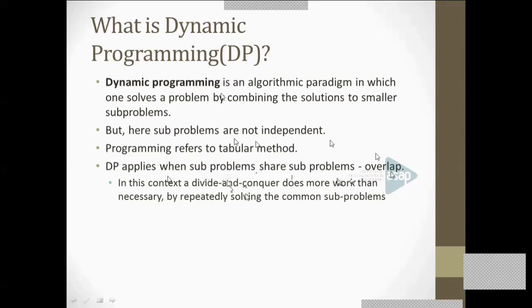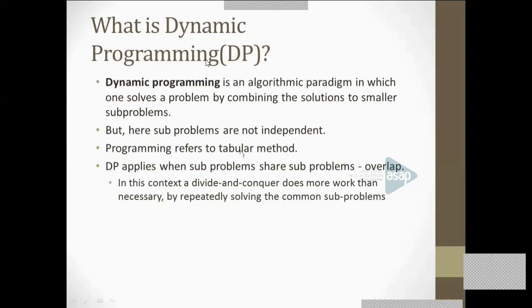Whereas if you are using divide and conquer for these overlapping subproblems, then it does more work by repeatedly solving the same common subproblem again and again. That means divide and conquer will be doing more work there. That is actually a failure. Don't worry, it's quite simple. Dynamic programming also solves problems by dividing a complex problem into subproblems. But here you have to observe a very important property, that subproblems are not independent and they share common subproblems, and we have to solve this common subproblem only once and save the answer in a tabular method.